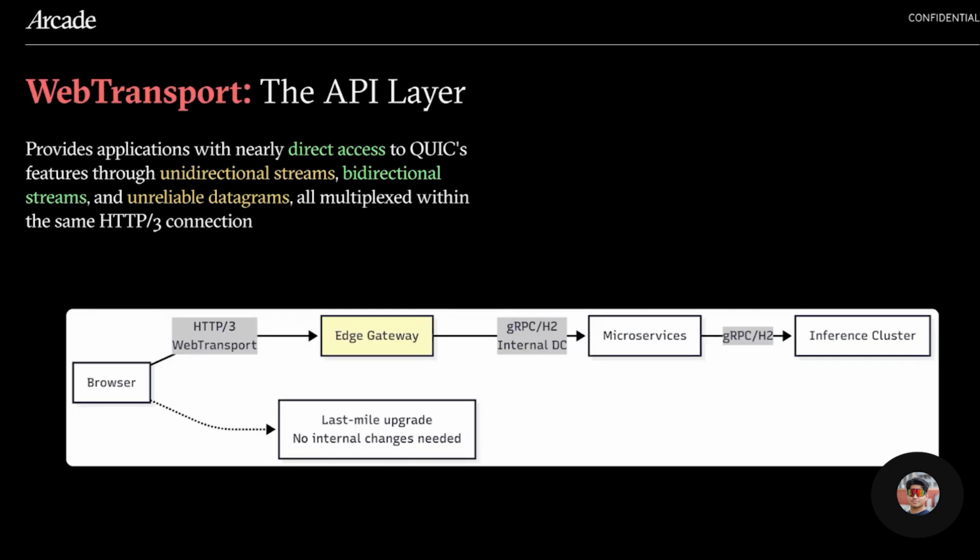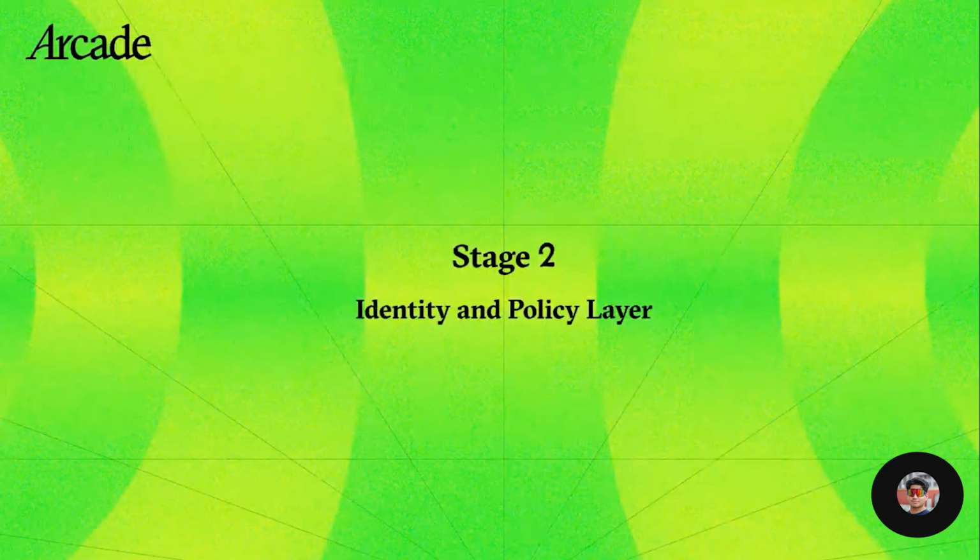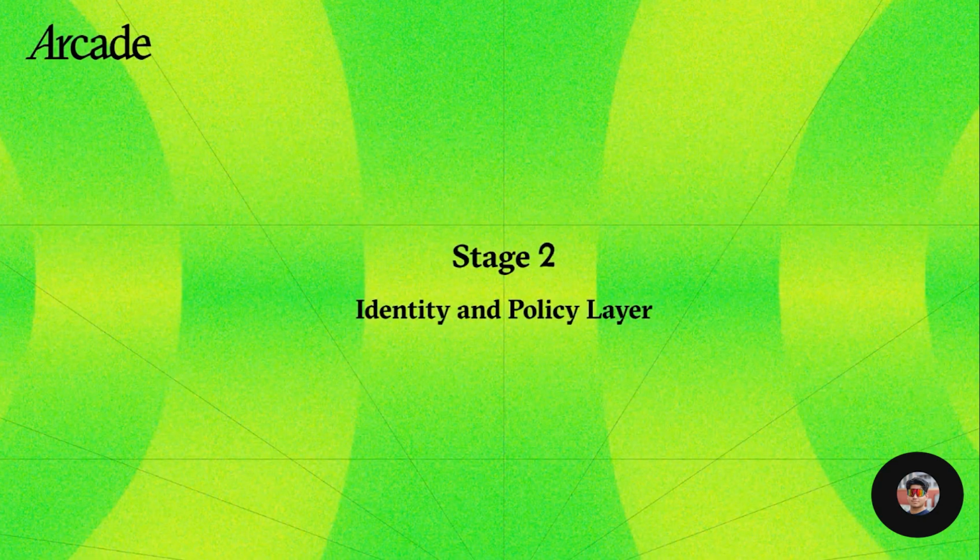Now, HTTP/3 with QUIC demonstrates significantly better performance on lossy networks, with packet loss in one stream not affecting the other streams' progress. With an implementation of this, you can upgrade only the browser to the gateway hop. You can keep gRPC and HTTP/2 internally because they're well matured and you've got that already well tooled. And you can also measure inter-token P95 latency and time to first token. Now, let's move on to stage 2. This is the identity and the policy layer.